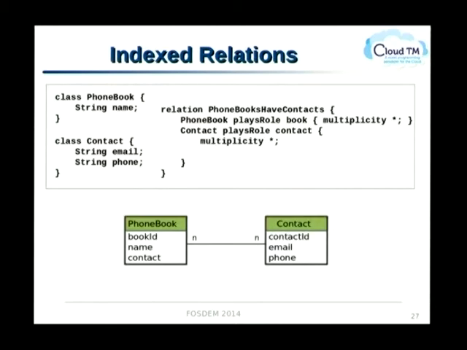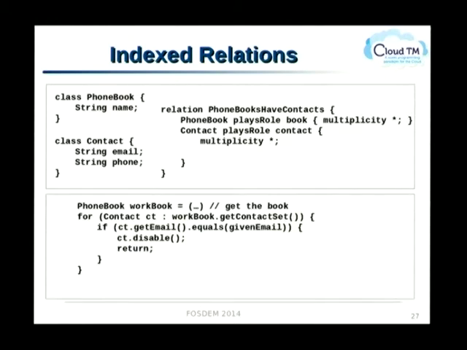couple of them. And in this case, I'll just talk about indexed relations, which is, if you have this design that I told you about, and you now want to disable a contact from your phone book, given an email, you have to write code somewhat like this, which basically, you need to go over all your contacts, and then you say, okay, this is the contact I want to disable. But this is crappy if you have a lot of contacts.